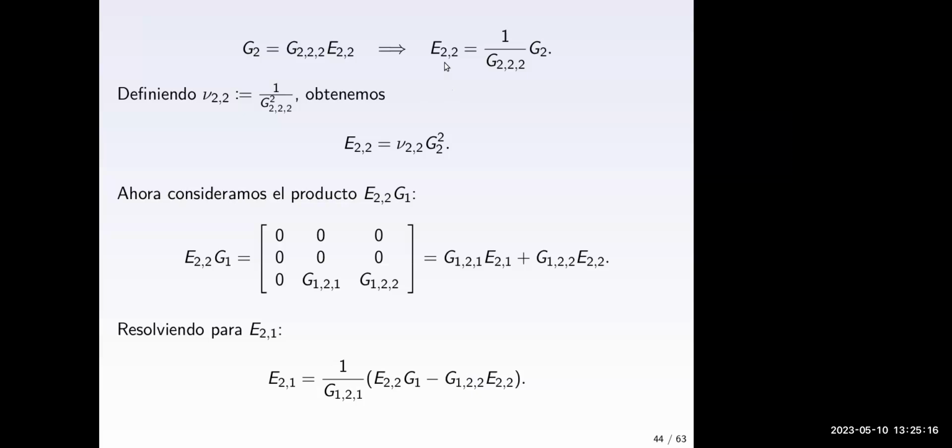And because E22 is idempotent, we also could multiply E22 by itself and get this number. Now we have E22 as a product of the generator G2, the generator G2 squared. Now let's consider the product E22 times G1.